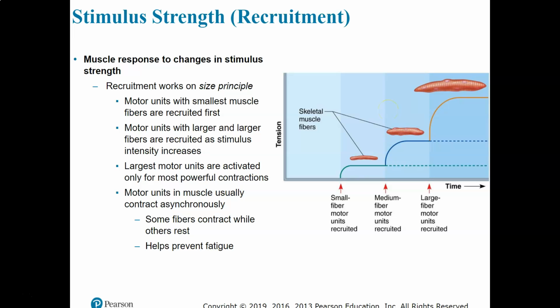In actuality, motor units tend to contract asynchronously. They don't all go at the same time. That helps some fibers to rest while other fibers are working, and that helps to prevent fatigue, the state in which our muscles are no longer able to contract.